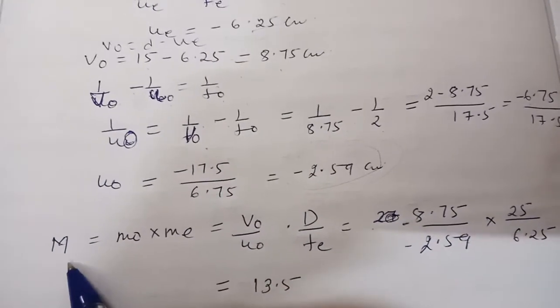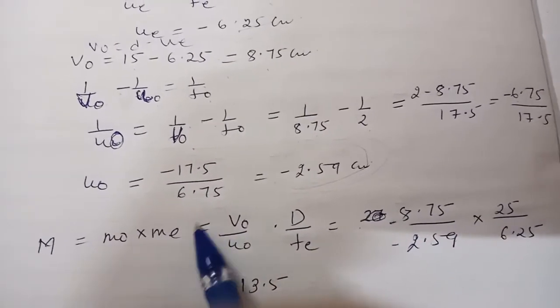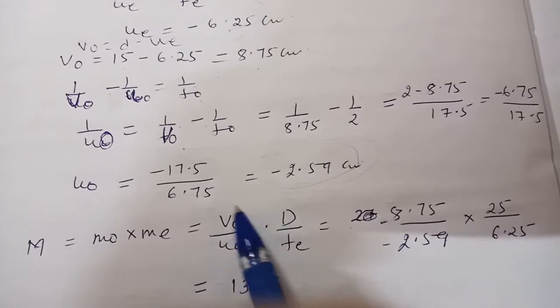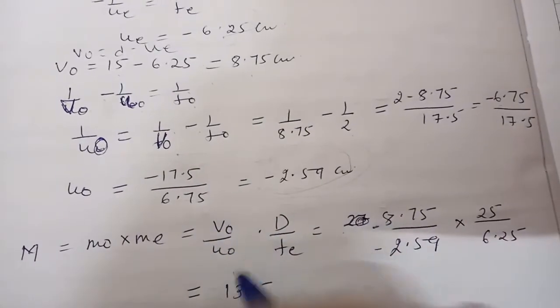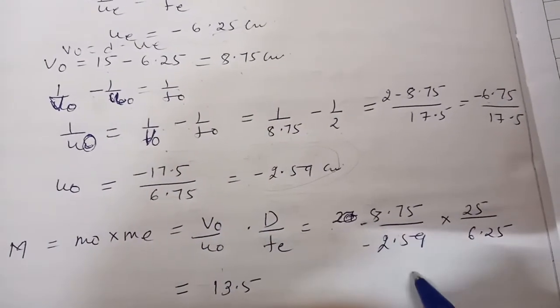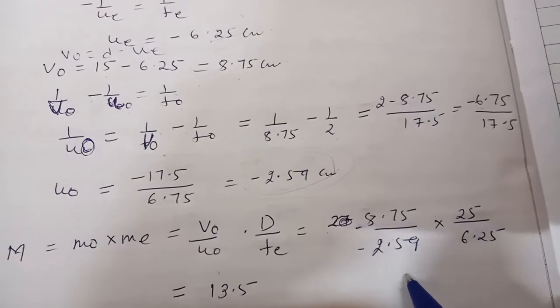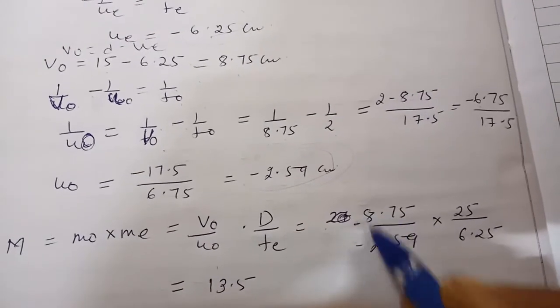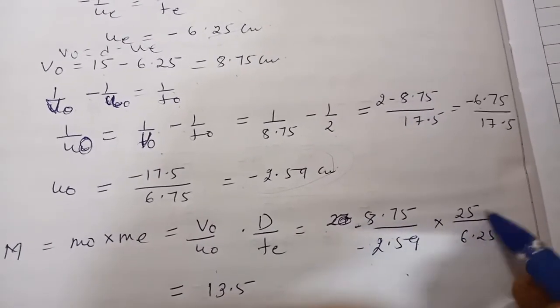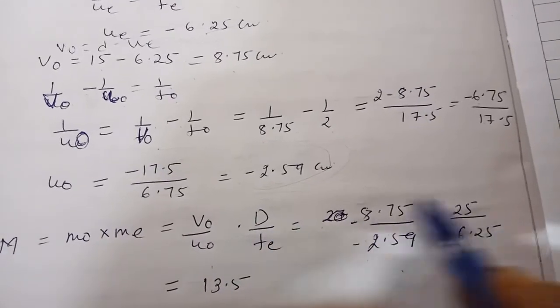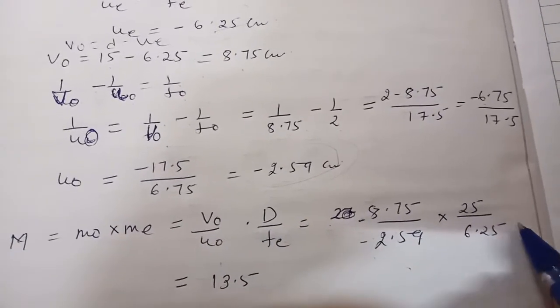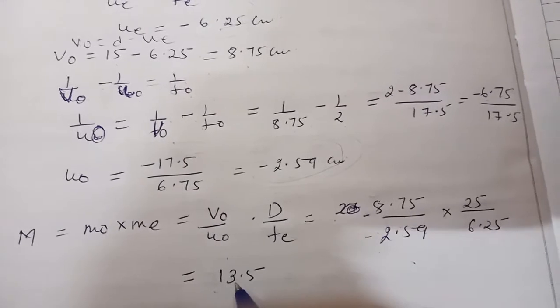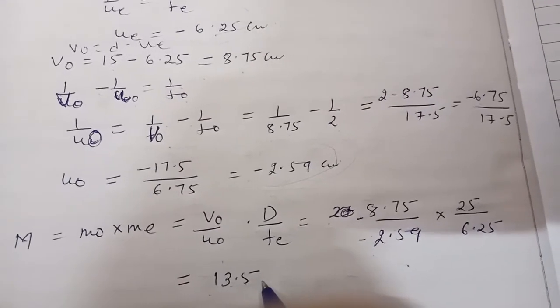Okay, now magnifying power, M naught into ME, V naught upon U naught. V naught you have got this, U naught you have got this. Substitute the value. Okay, so by substituting the value, D value 25 and Fe is equal to 6.25. So you have got the value 13.5.